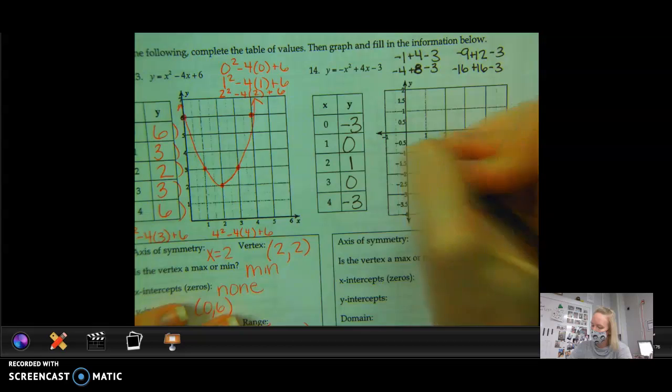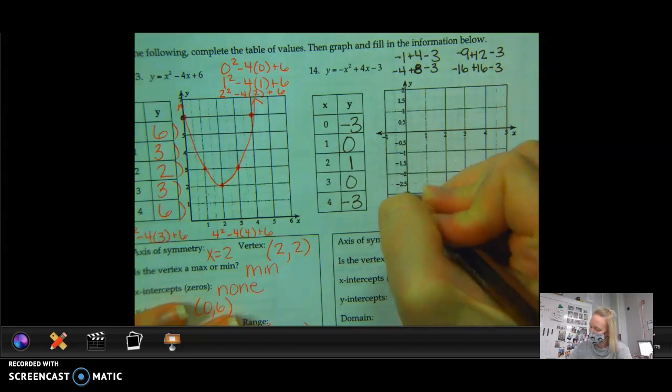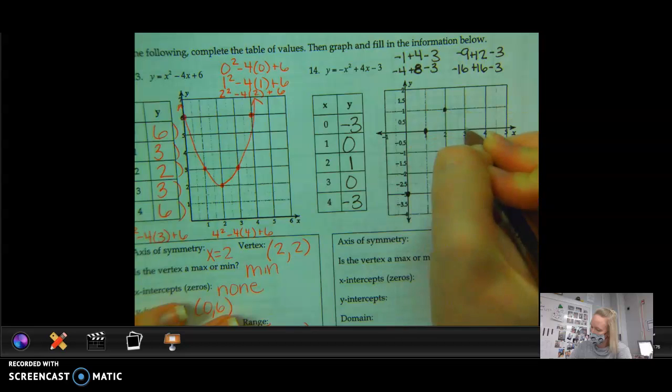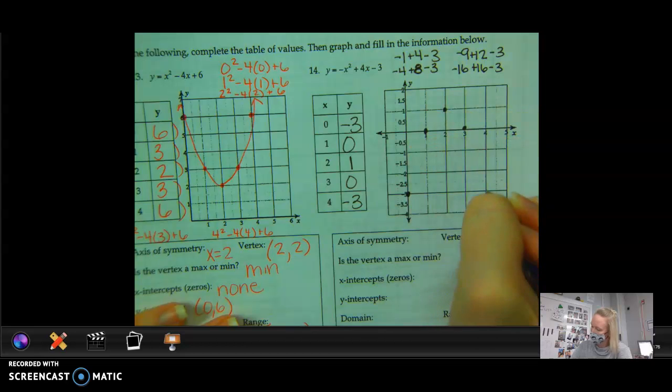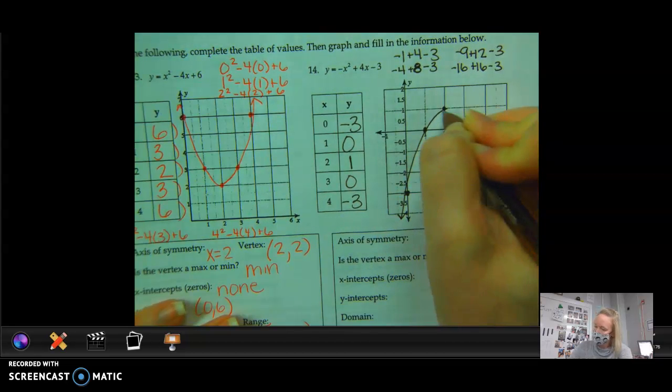Go ahead and plot these numbers. So 0, negative 3, 1, 0, 2, 1, 3, 0, and 4, negative 3. And then connect them into your U shape. Always put arrows on the end.